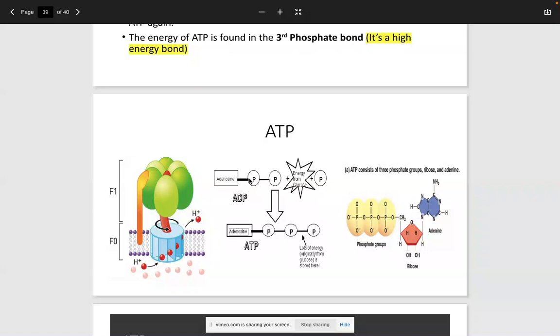With these two phosphate residues, right? Energy from glucose phosphorylates it, and then we get ATP. Once this phosphate bond is broken, we'll get ADP again, right? So ATP consists of three phosphates. We know it from the name: a ribose group and adenine.